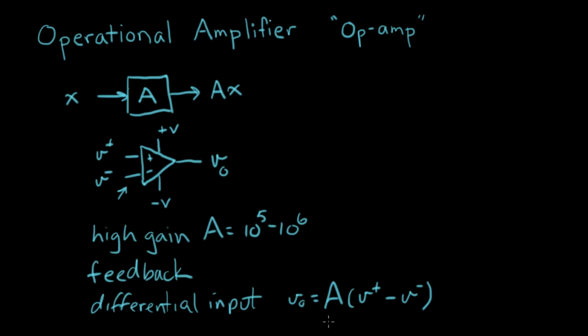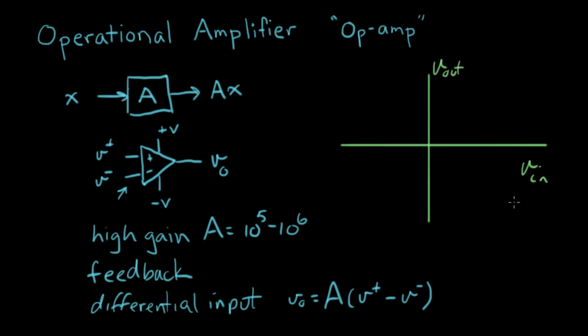So I want to make a plot of this equation right here, just so we get a good idea of what it looks like. And the axes here are V in and V out, where V in specifically equals V plus minus V minus. That's the input signal to the op-amp, and we're going to apply the gain factor to it to get V out. And so that'll look something like this. It's going to be a very steep line, and the slope of this line is A. So the slope is going to be 10 to the 5th or 10 to the 6th, something like that, very, very vertical.